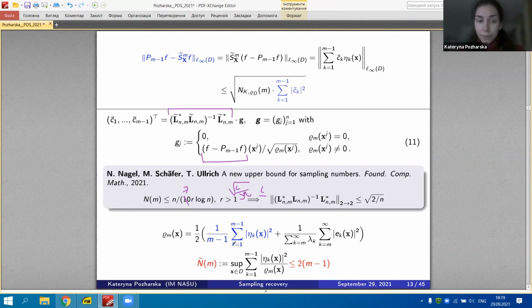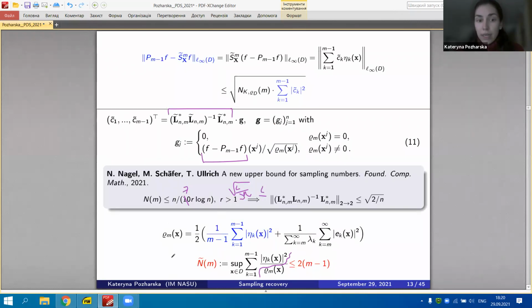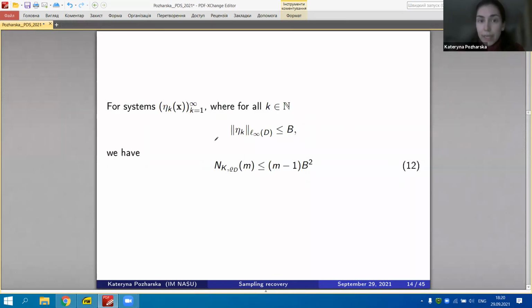So our N of m, our Christoffel function, was defined by the supremum over the sum of eta without any weight. But for our weighted least squares, we have additionally this rho m in the denominator. And if you look at the weight function and use only the first part of this function, then we see that our n tilde is less or equal than 2 multiplied by m minus 1. And that means the Christoffel function has a similar behavior as for good functions like L infinity bounded systems. So if our system is uniformly bounded by some constant, then the Christoffel function behaves like m minus 1 multiplied by some constant. And here we have the same behavior for arbitrary orthonormal systems, not necessarily bounded by some constant.